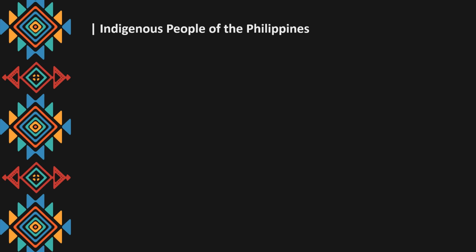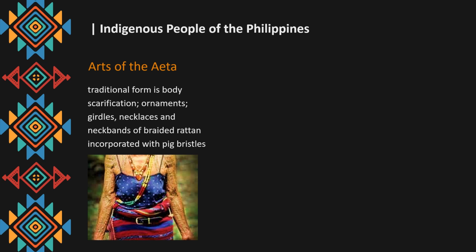First, we have the arts of the Aitas. A traditional form of visual art of the Aitas is called body scarification. The Aitas intentionally wound the skin on their back, arms, breast, legs, hands, calves, and abdomen, and then they irritate the wound by using fire, lime, and other means to form scars.